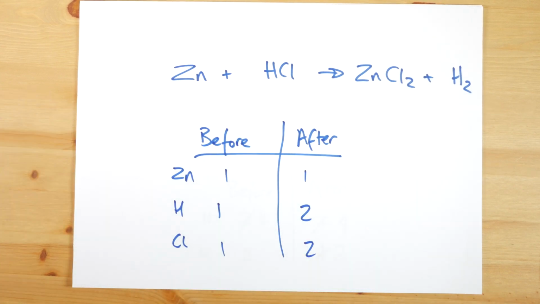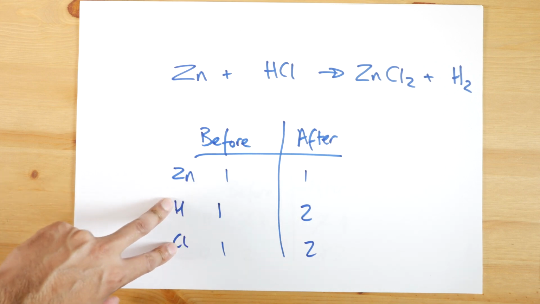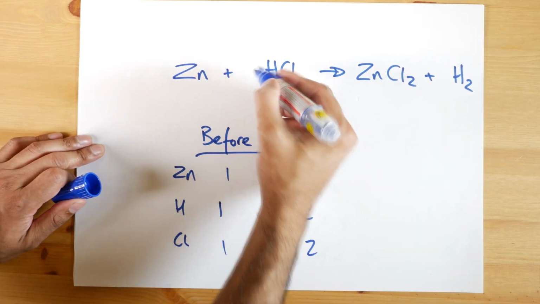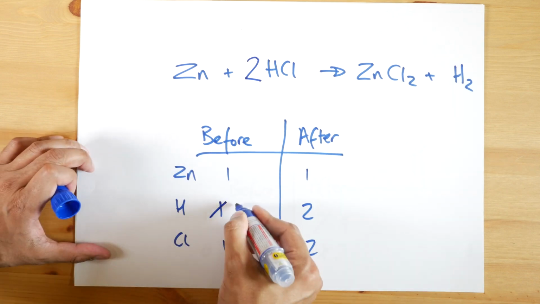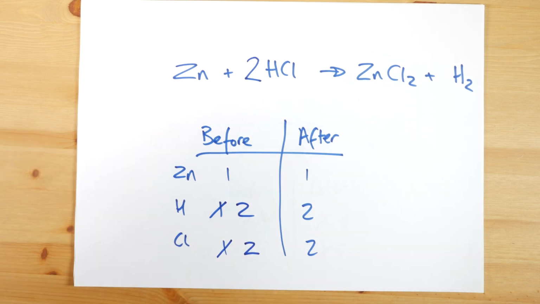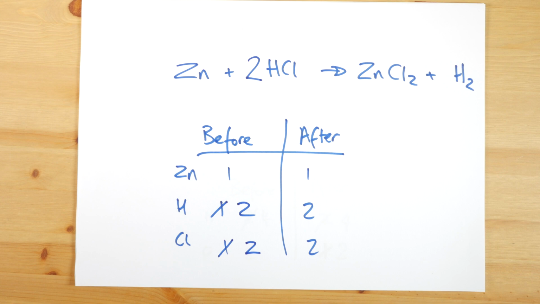So what we've got to immediately figure out is that we need double the amount of these. Instead of one, we've got to have two. So I'm going to change this coefficient to 2, and that changes my hydrogen to 2 and my chlorine to 2 on the before side. And now, as you can see, everything is balanced.